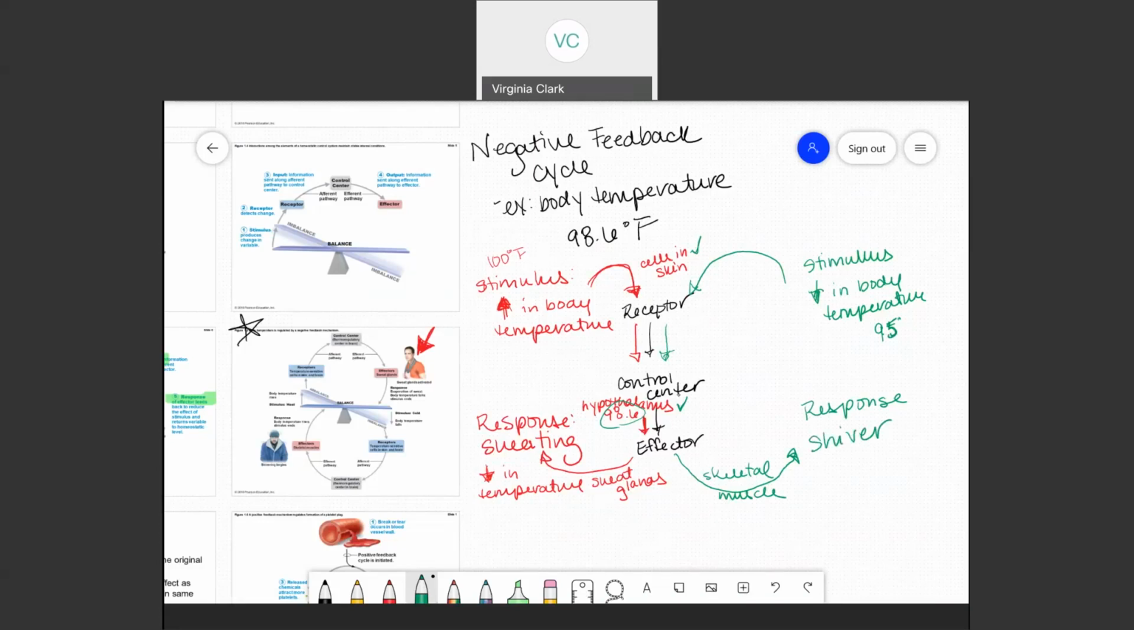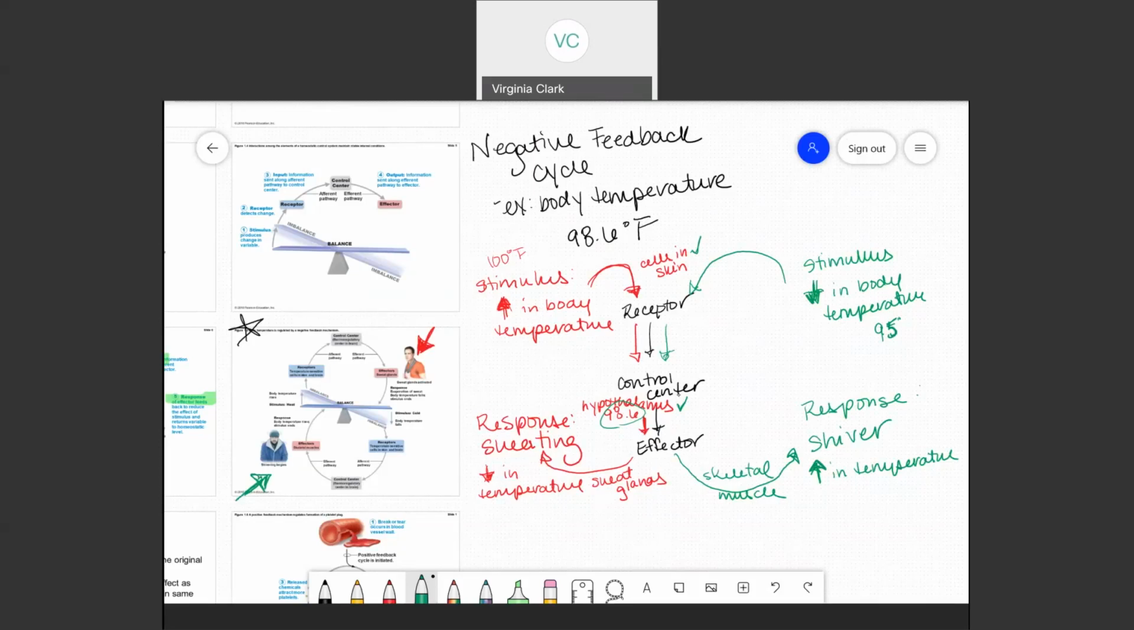And if you shiver, what you are doing is you are contracting your skeletal muscles rapidly. And when you are doing that, you are increasing your temperature. So even if we have a decrease as the original stimulus, our output, our effect is opposite. Our effect is going to be an increase in temperature. So that's this guy right here.